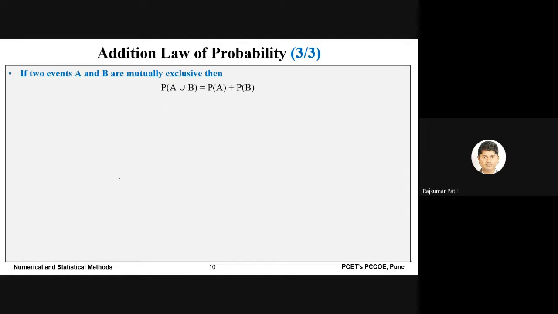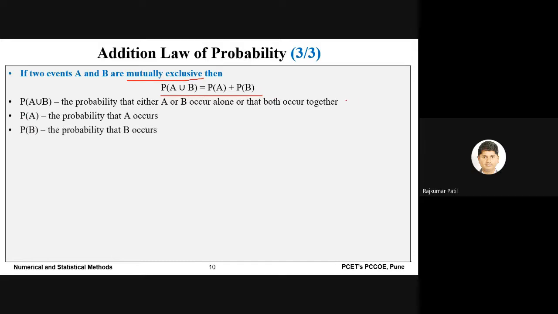Okay, so we will take some examples and try to understand when which case is applicable. Let's say events A and B are mutually exclusive, which means there is no overlapping area. Then the probability of A union B is equal to the probability of A plus the probability of B.